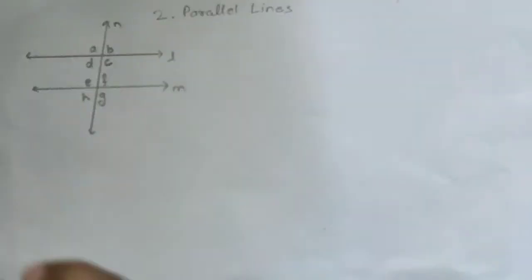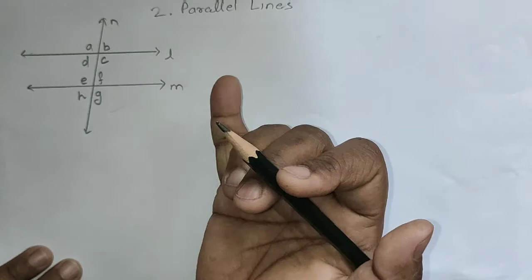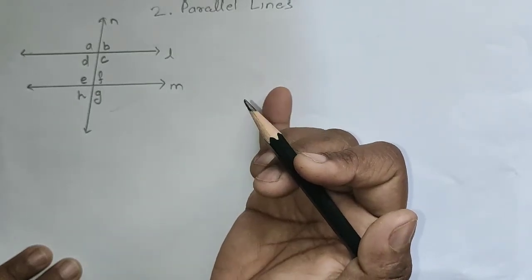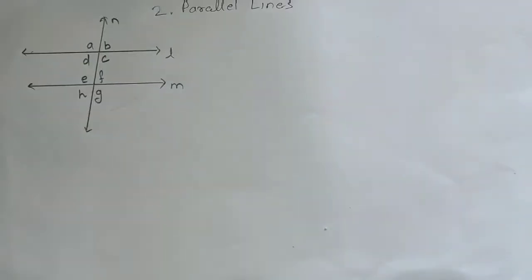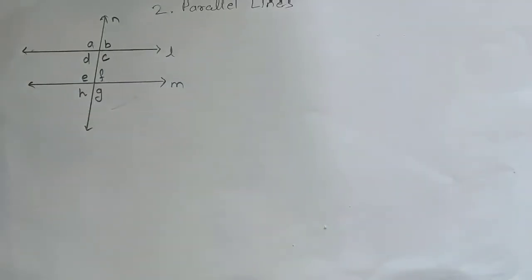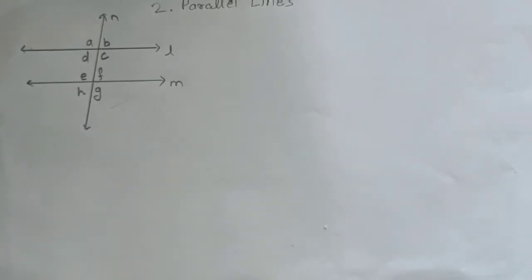So we saw the pairs of corresponding angles, alternate interior, alternate exterior angles, and pairs of interior angles that form on the same side of the transversal. So today we will see the properties.